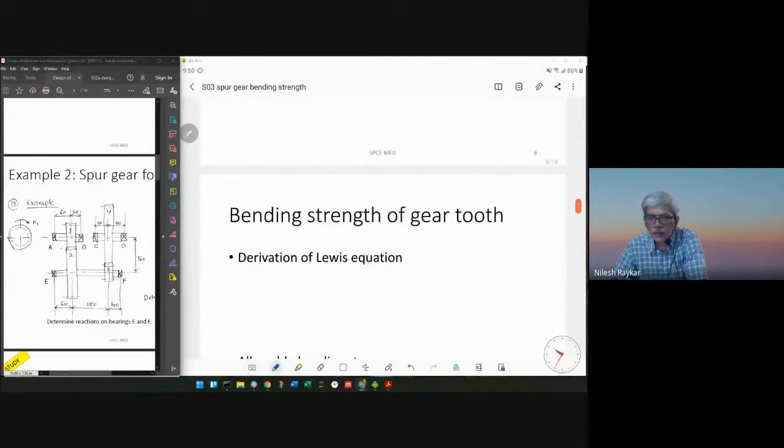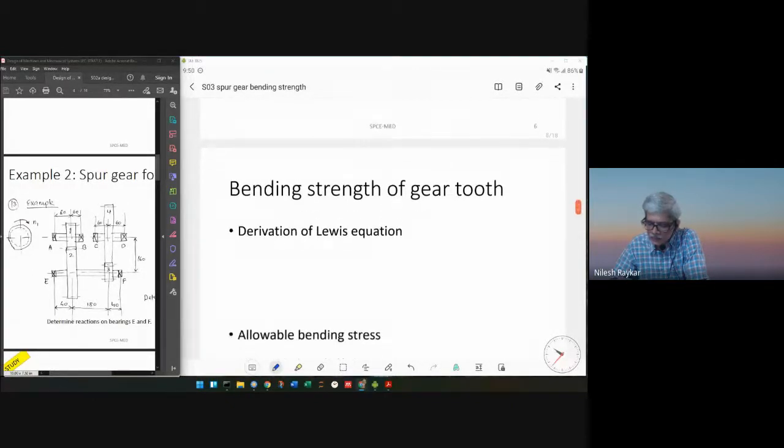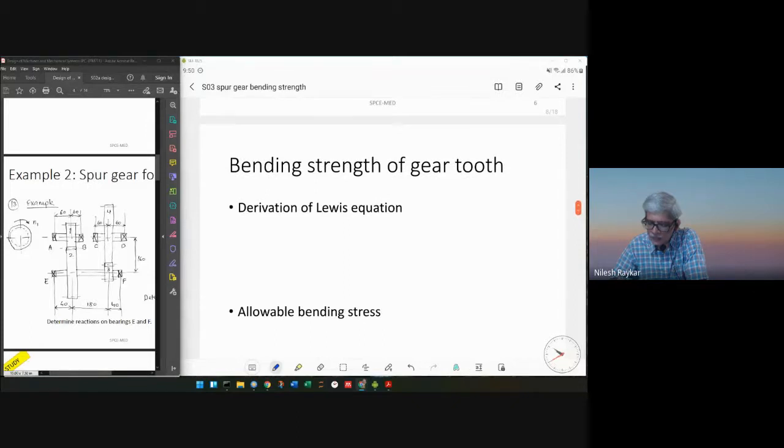Okay, now let's move to the part of our design. We have seen that there are two modes of failure. One is the bending failure, and another is the wear failure. So first look into the bending failure, how to avoid the bending failure. That is known as bending strength calculations.